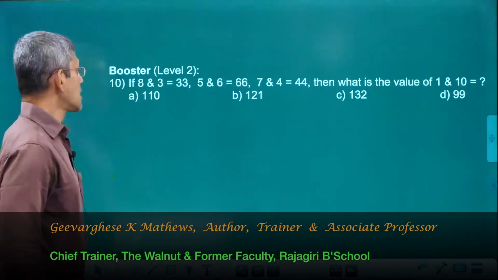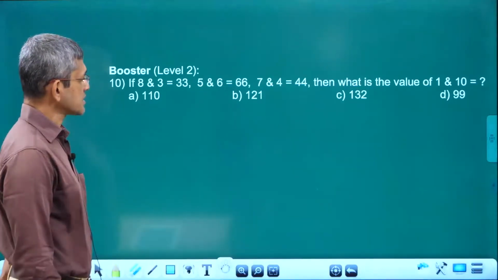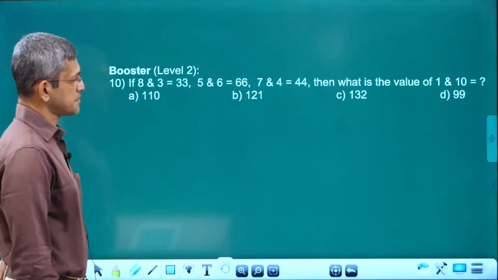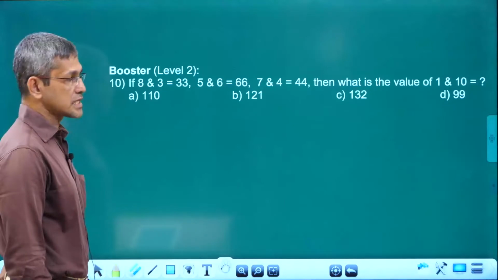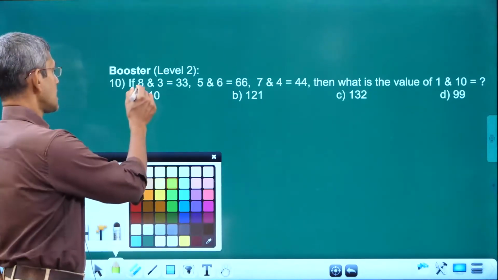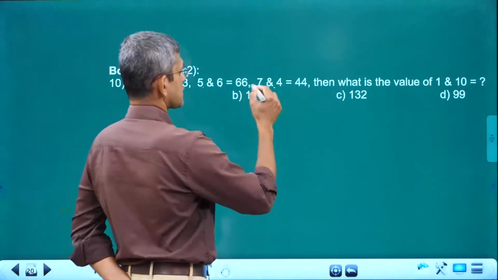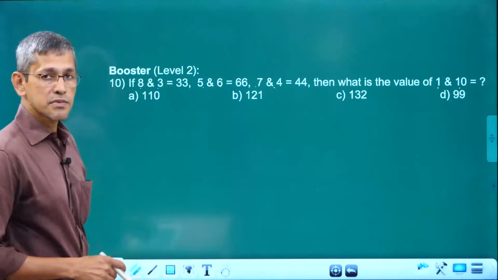Question number 10. 8 and 3 is 33. 5 and 6 is 66. And 7 and 4, 44. Then what is 1 and 10? Any idea? Here is a peculiarity. 8 and 3, 5 and 6, 7 and 4, 1 and 10. If you add all these numbers, what do you get?